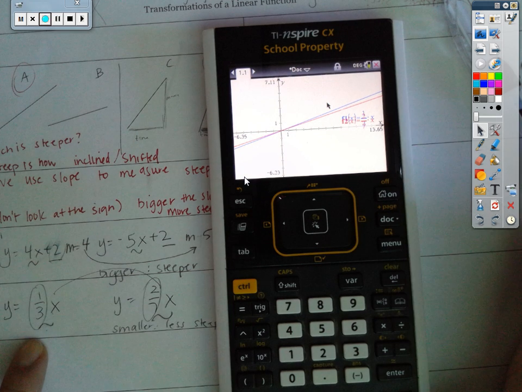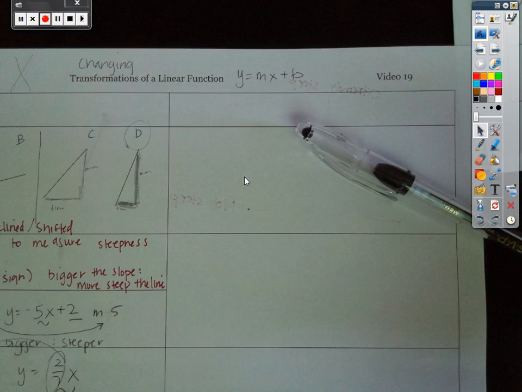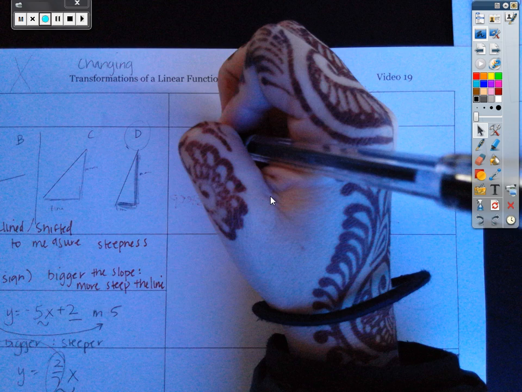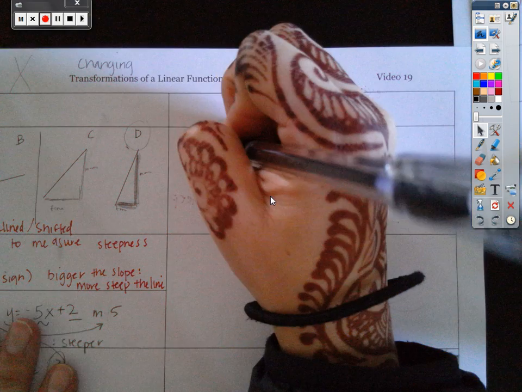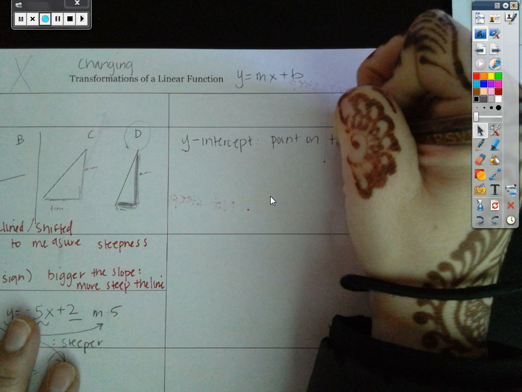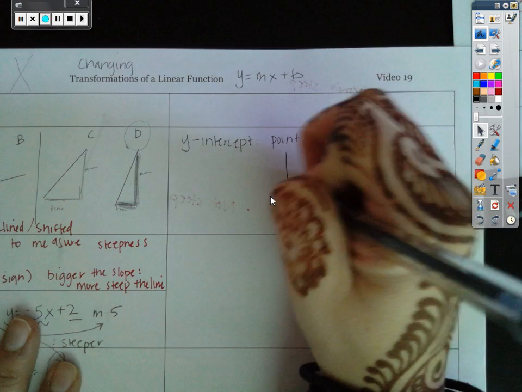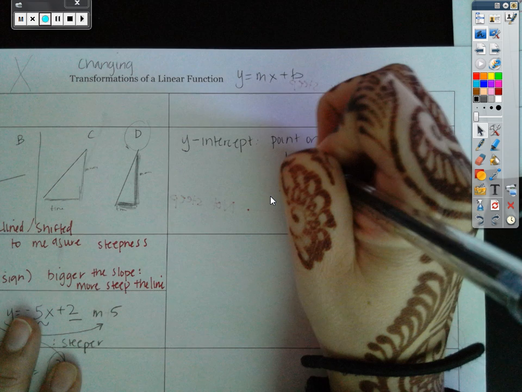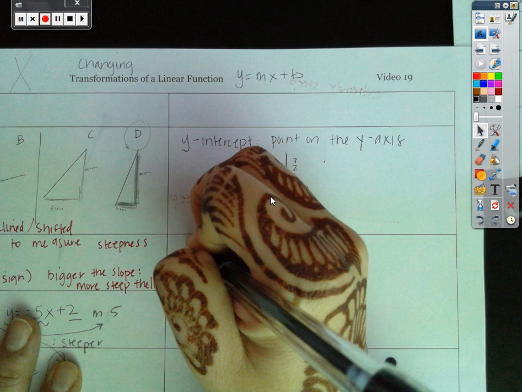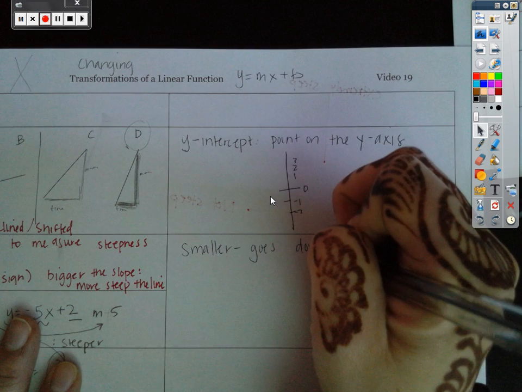All right. So what about the y-intercept? The y-intercept is the point on the y-axis. So it's these numbers. You start with 0, then you go to 1 and 2, and you go up. It's bigger. These numbers are smaller. So here's what we do. If it's smaller, then it goes down. If it's bigger, it goes up.